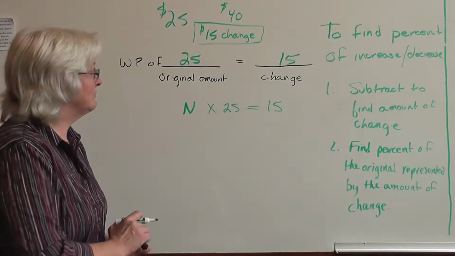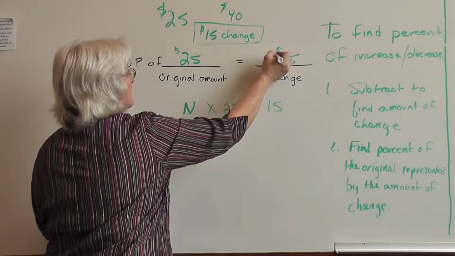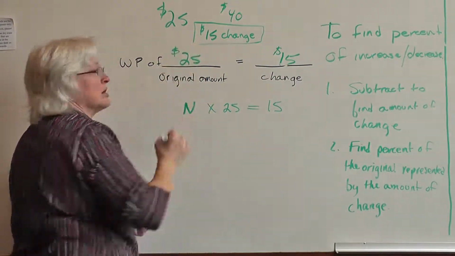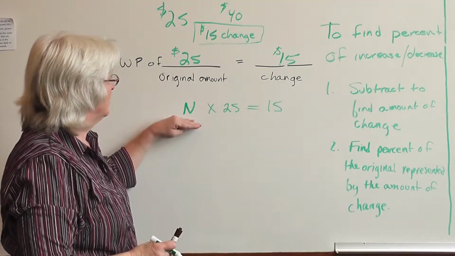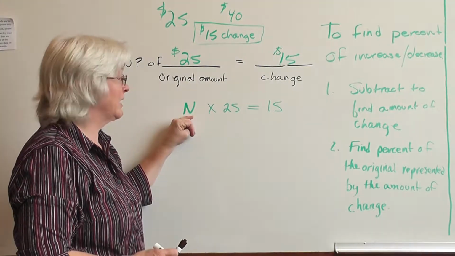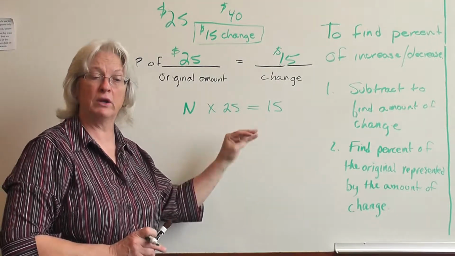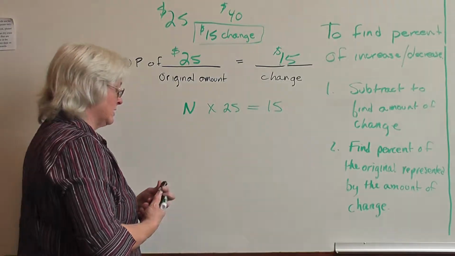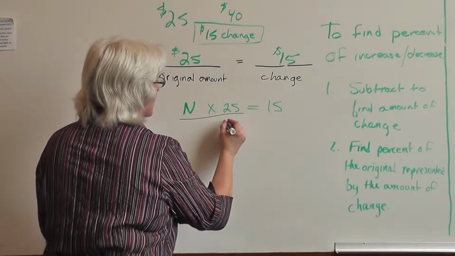N times 25 is 15. I'm going to keep the dollar symbols out of there because you don't need to have those showing when you're actually calculating your problem. We want to find out what that percentage is, so we want to solve for n. Since we multiplied by 25, we apply the inverse operation, and that tells us that we can divide by 25 to undo that multiplication.